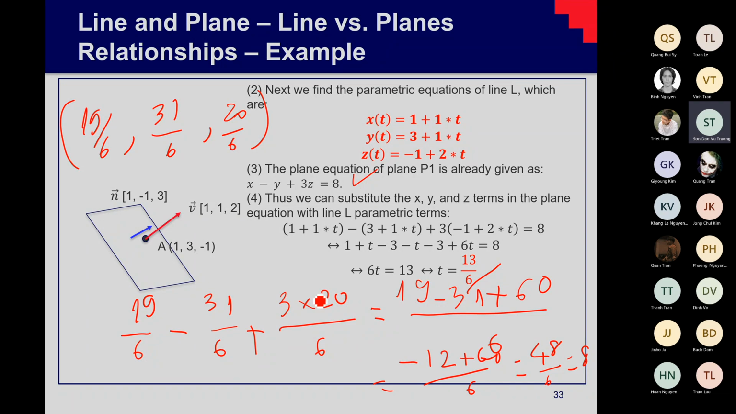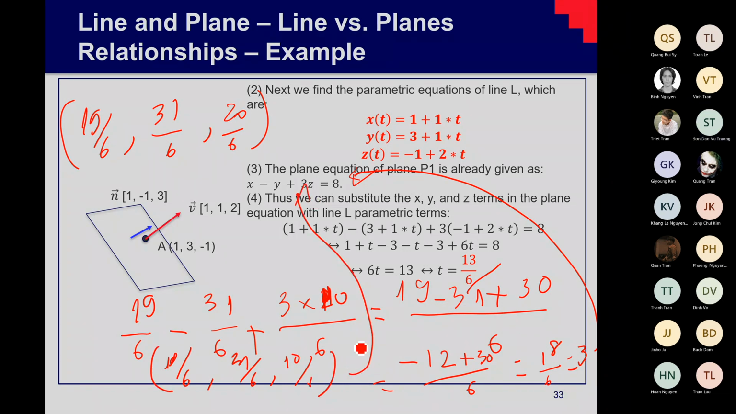And you can change this one to 10. Assuming this is 10, this means this one will be 30. So 30 here, this one is 18, so this one is 3, which is different from 8. So this means the point that you mentioned, 19 over 6, 31 over 6, and 10 over 6, is not on this plane. So this means this point is not correct.